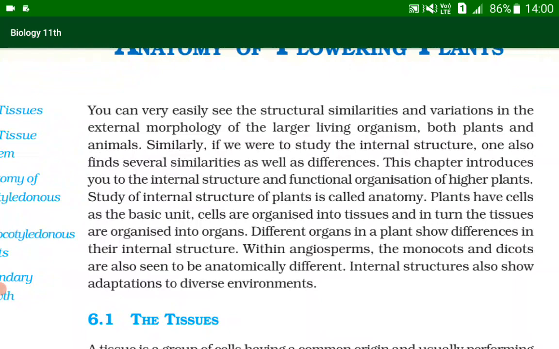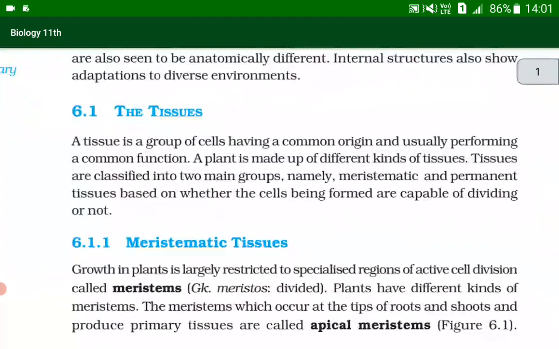Plants have cells as a basic unit. Cells are organized into tissues, and in turn the tissues are organized into organs. Different organs in a plant show differences in their internal structure. Within angiosperms, the monocots and the dicots are also seen to be anatomically different. Internal structures also show adaptations to diverse environments.